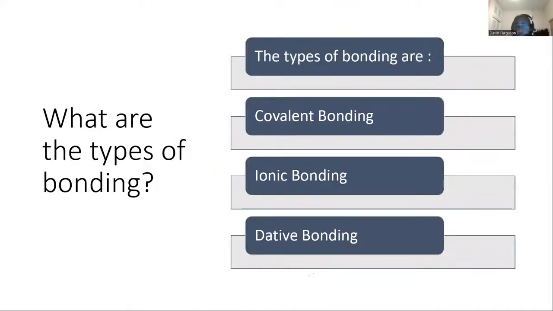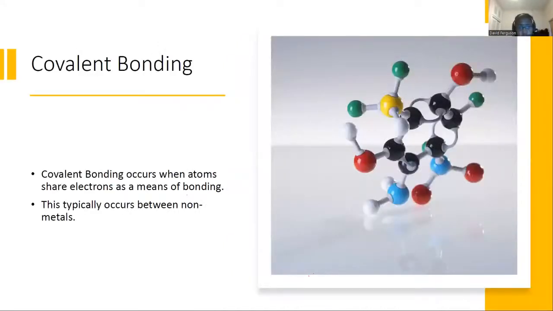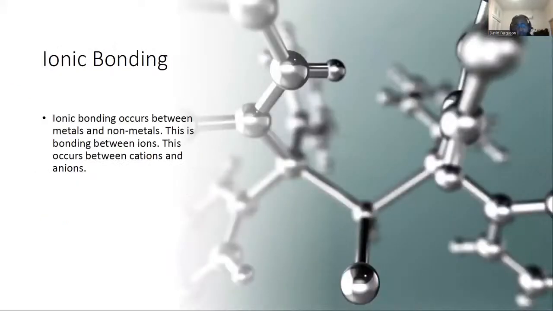You have three types of bonding that we're going to discuss in this class. Covalent bonding, ionic bonding, dative bonding. Covalent bonding occurs when atoms share electrons as a means of bonding. It occurs between non-metals and non-metals. Ionic bonding occurs between metals and non-metals. This is bonding between ions, cations and anions.